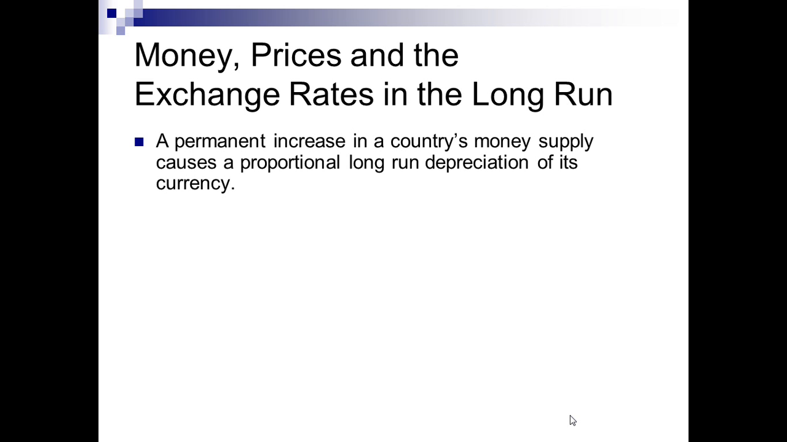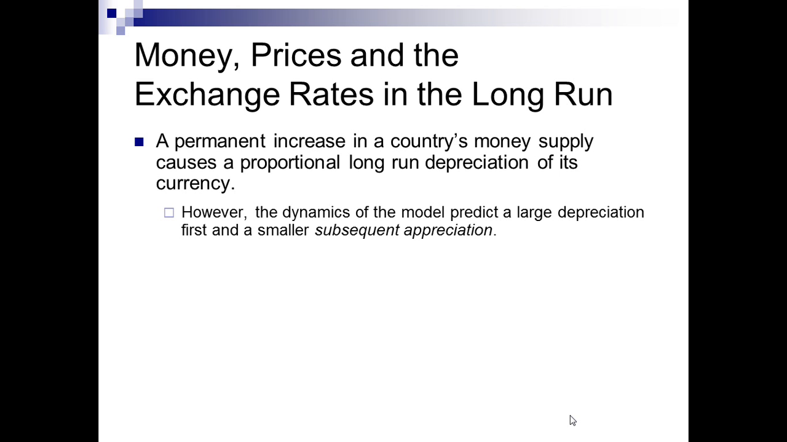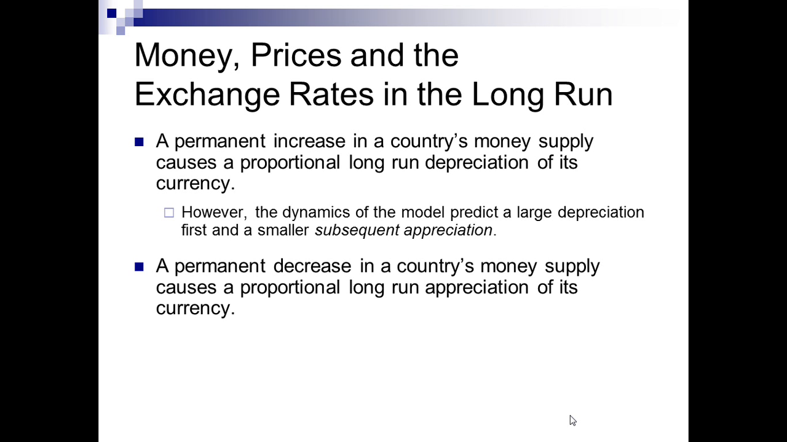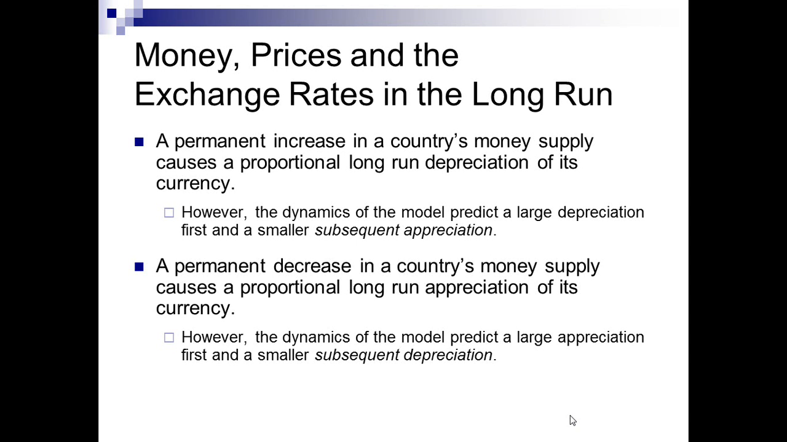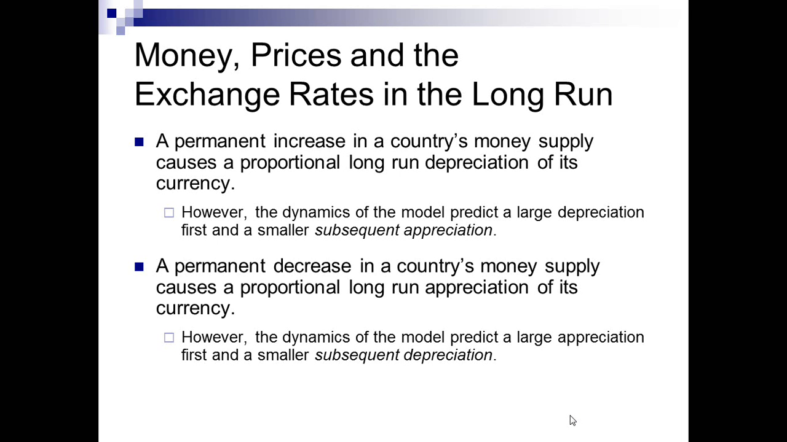So to summarize, a permanent increase in a country's money supply causes a proportional long-run depreciation of its currency. However, the dynamics of the model predict a large depreciation first and a smaller subsequent appreciation. The large depreciation was the movement from E1 to E2, and the subsequent appreciation was the movement from E2 to E3. Likewise, a permanent decrease in a country's money supply causes a proportional long-run appreciation of its currency. However, the dynamics of the model predict a large appreciation first and a smaller subsequent depreciation.